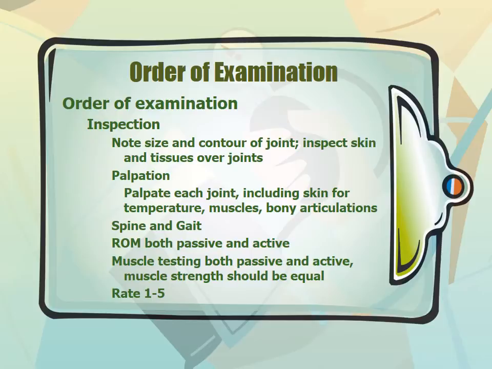Muscle testing. When we test muscles, we want to make sure that we test them both passively and actively. Passively meaning that we take them through the motions, okay, and actively meaning that they are actually doing that. The muscle strength should be equal. We rate muscle strength anywhere from 1 to 5 as far as muscle testing is concerned. So if you have normal muscle strength, you would rate that this individual has 5 out of 5 muscle strength.